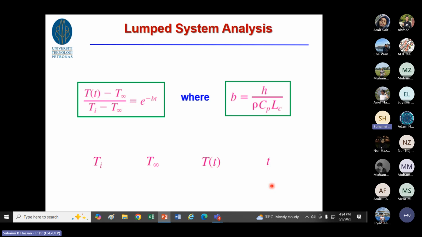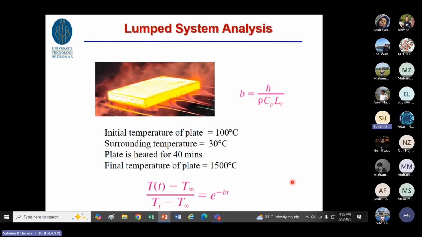So the question they will ask is either determine the TI, determine this one, or determine the time taken. So 3 out of 4 are given, and then you have to understand from the scenario what is TI, T ambient, TT, and time. So one will be unknown out of the 4. Okay. This is the example.